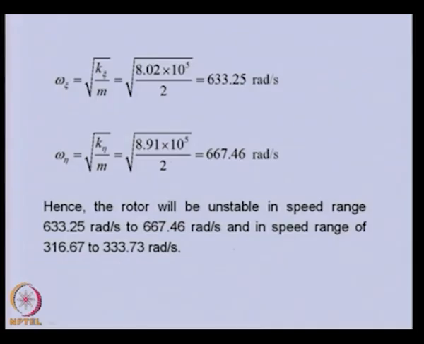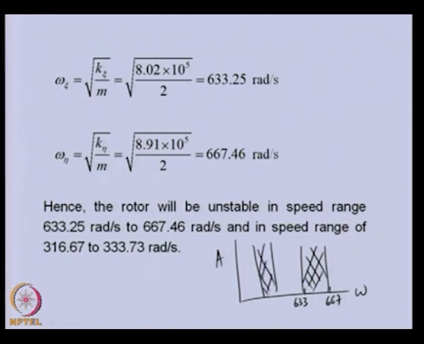So in the whole range, if we want the amplitude versus this, we will be having two parameters. So this is 633 and this is 667. So in this range the system will be unstable. Similarly, we will be having another band. So 317 and 334, this will be another band in which the system will be unstable. And if we are operating in this region or in this region or above this, we expect the system will be stable.